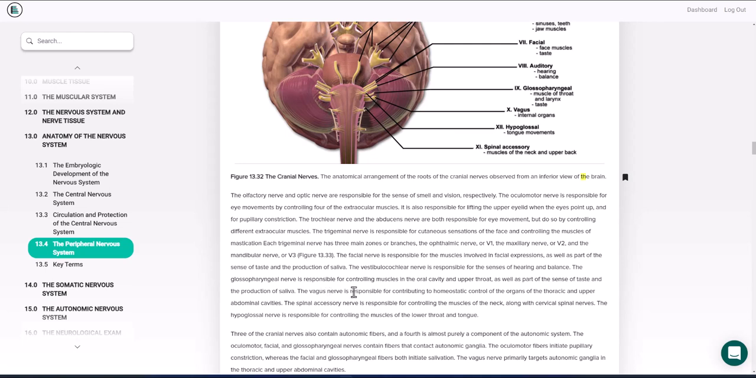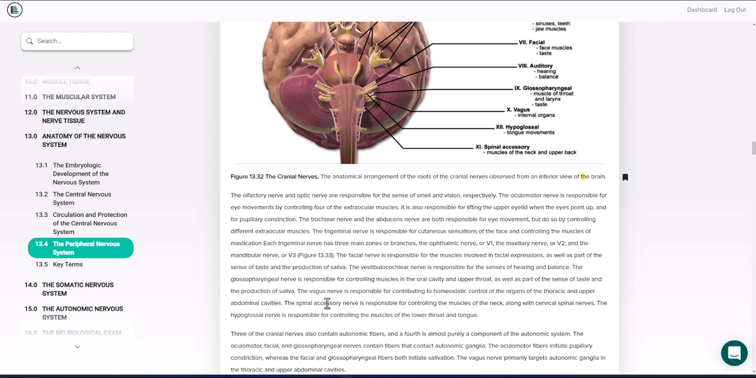The vagus nerve is the one that travels down into your gut, into your thoracic and abdominal cavities, and brings back sensory information from your stomach. Are you hungry? That signal is coming through your vagus nerve.